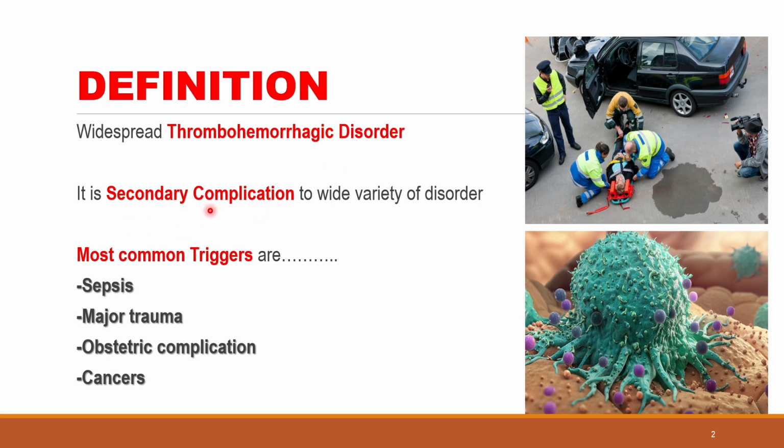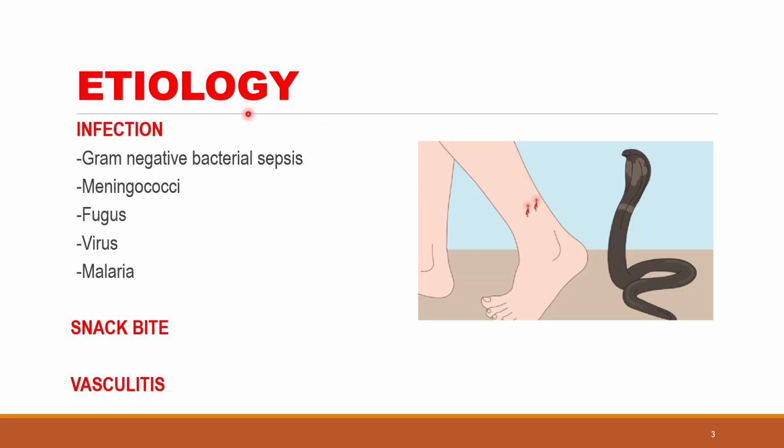So, it is a secondary complication to a variety of disorders. It is a complication. It is not itself a disease. It is a complication to different disorders. The common triggers are septicemia, that is the infection of blood, bacteria in the blood, then major trauma, obstetric complication, and the cancers, particularly promyelocytic leukemia. So these are the triggers. So DIC is a complication to a wide range of disorders. So let's discuss which are these disorders that put a patient at risk for development of DIC.